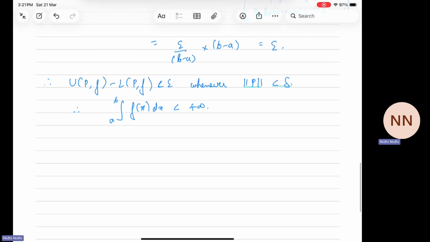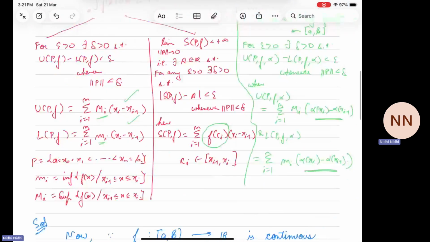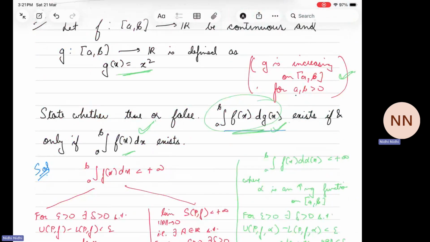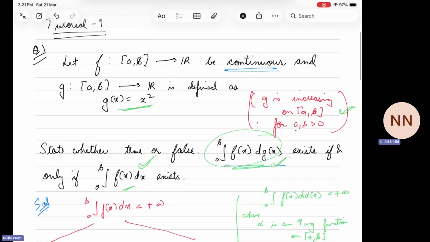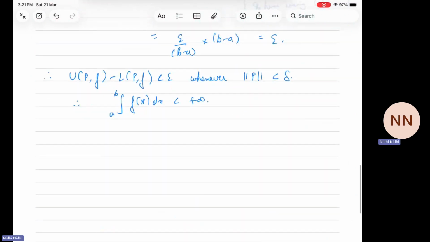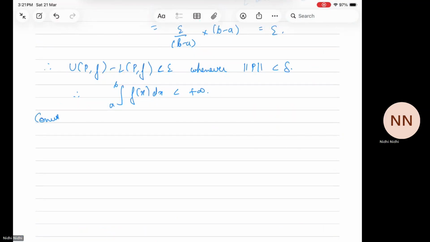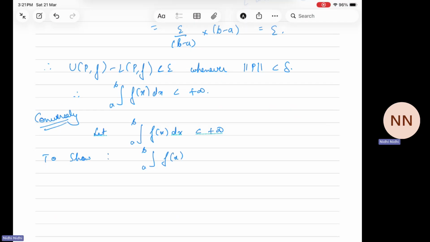Now, next we need to see the converse. In fact, this part was independent of the fact that it will be Riemann-Stieltjes integrable, because we were already given that the function is continuous. For the converse part, we will have to use that. Conversely, let the integral from a to b of f(x) dx be finite, and we need to show that it is RS integrable. That means the integral from a to b of f(x) dg(x) is finite. That is, f is, I'll just write, RS integrable.